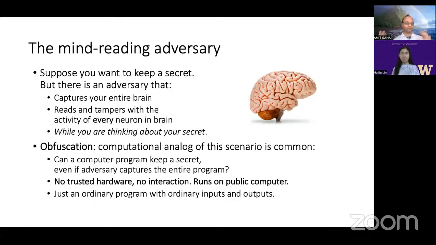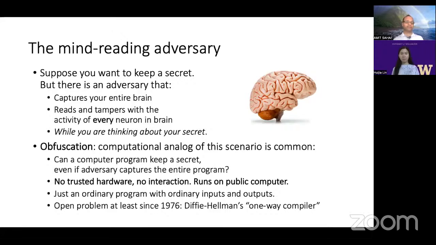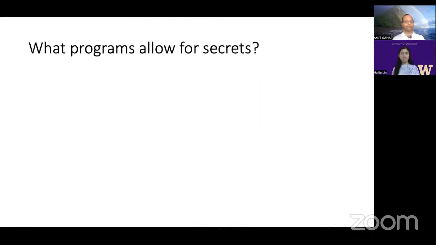And again, this is a very widespread, long-standing problem in computer science. It dates back at least to 1976. The classic work of Diffie and Hellman introduced this idea of a one-way compiler that could somehow transform a program into an equivalent form, but which hides the secrets that were present in the original program. Now, that paper discusses it informally, but didn't actually define this notion precisely. And there's some good reason for that. Defining obfuscation, this way of mangling up the workings of a computer program, is not completely straightforward. And let me illustrate that right now. So first of all, we have to think, what programs even allow for secrets to exist?